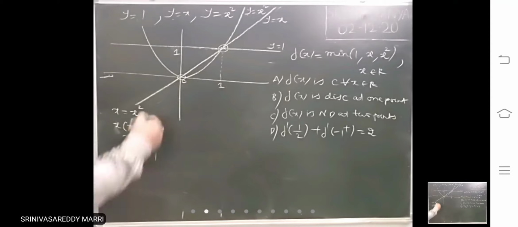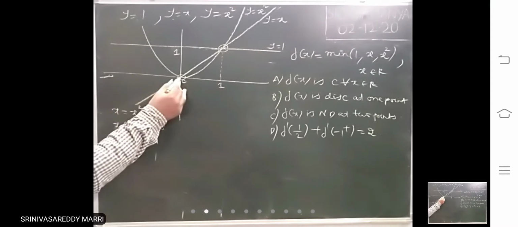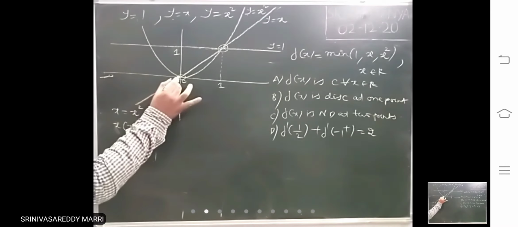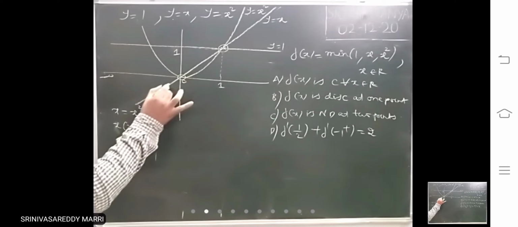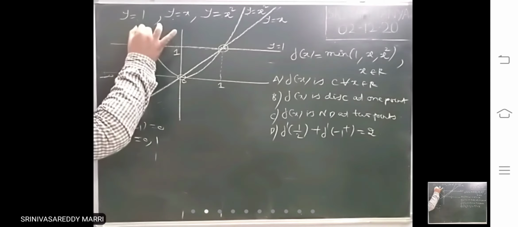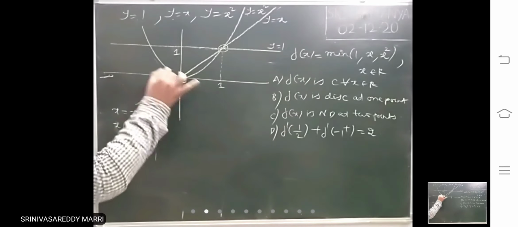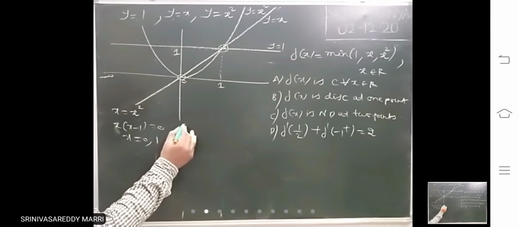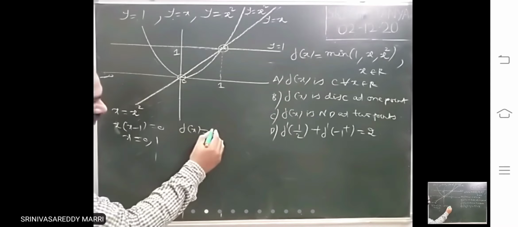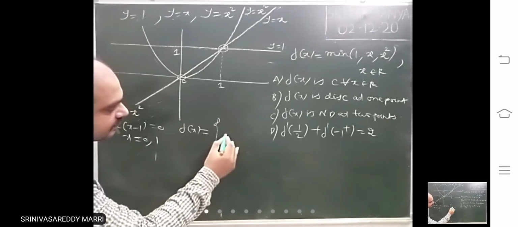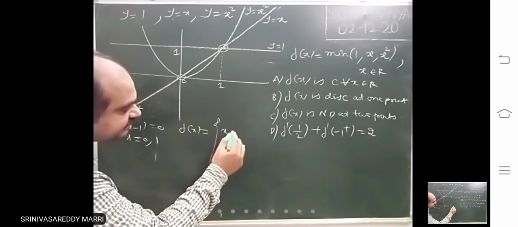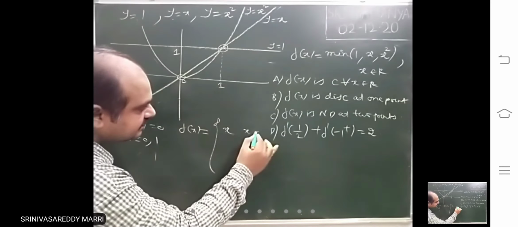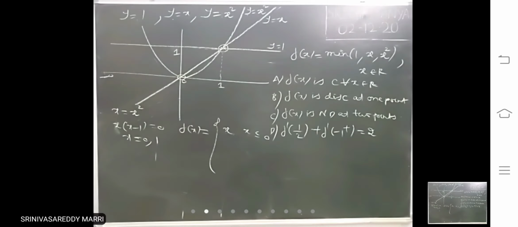Which one is below? Look at this. When x lies between minus infinity and 0, this is the x graph, then this is the x square graph, and then 1 here. Which is below? This is the one. That means that will be minimum. That means f of x is nothing but x when x is less than or equal to 0.